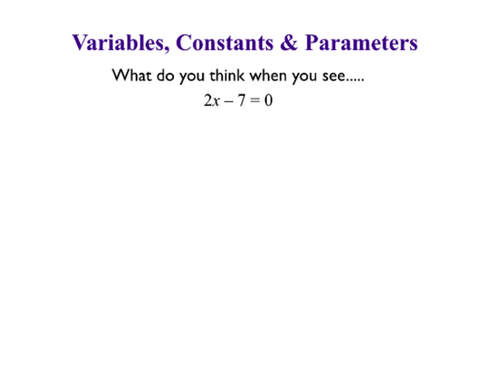So this is kind of a place that we start in pre-calculus, and that's talking about variables, constants, and parameters. So what do you think when you see this expression, 2x minus 7 equals 0? When you see that, what comes to mind? Solve for x. And then what is x? 3.5. 7 halves, right? Is that what you think?